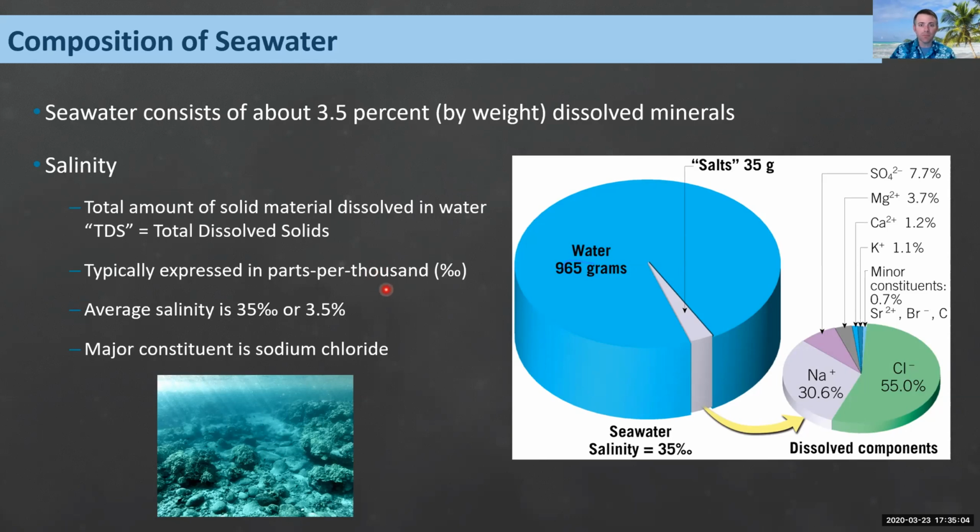It's normally reported in what we call parts per thousand. You're familiar with what a percentage sign looks like. The parts per thousand sign looks very much like a percentage sign with an extra zero down at the end. So instead of parts per hundred, or percent, we're talking about parts per thousand. The average salinity of the ocean is about 35 parts per thousand, or about 3.5% salt in that saltwater solution. And like I said before, the major constituent is sodium chloride.